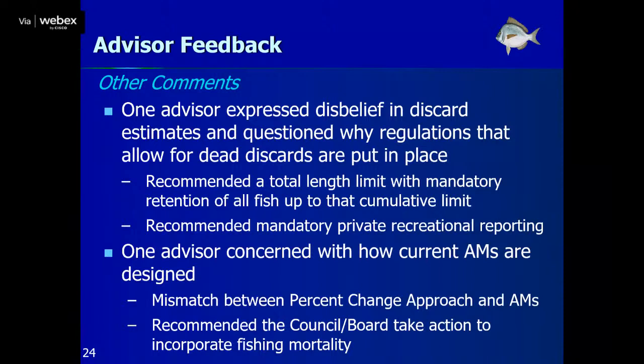Another advisor expressed concern on how the current AMs are designed. He said there is a current mismatch between the percent change approach and the accountability measures, and he questioned why the accountability measures were not updated to give greater consideration to whether or not recreational catch limit overages contributed to overfishing, as considered through the harvest control rule. He noted that current AMs are based on projections since they are evaluating against the ACLs that are set using stock projections, while fishing mortality is a realized rate. He specifically recommended the council and board take action to incorporate fishing mortality into each of the AM categories.